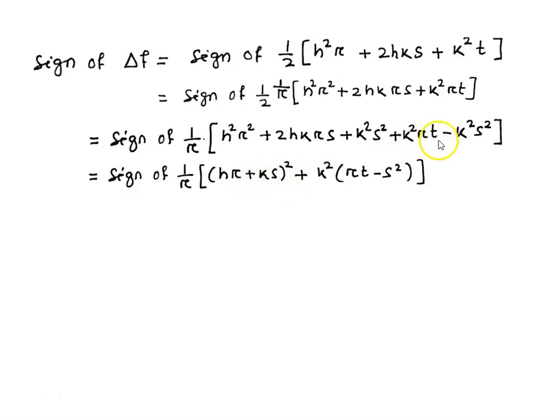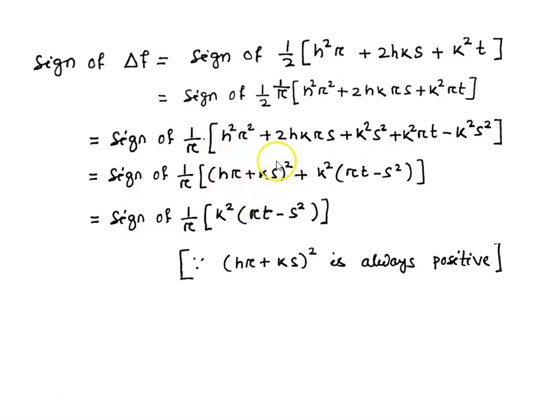Similarly, from this k square rt minus k square s square, we have taken common k square. Now we have only rt minus s square, which is equal to sign of 1 upon r, k square into rt minus s square, because the sign of hr plus ks whole square is always positive. So by dropping this positive term from this expression, the sign of this expression doesn't change. So finally we have sign of delta f is equal to sign of 1 upon r, k square into rt minus s square.